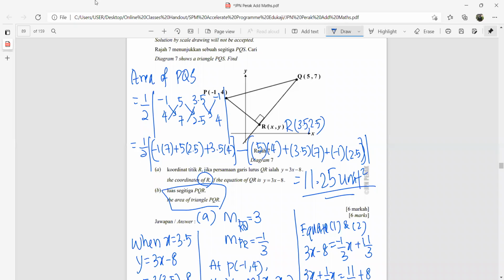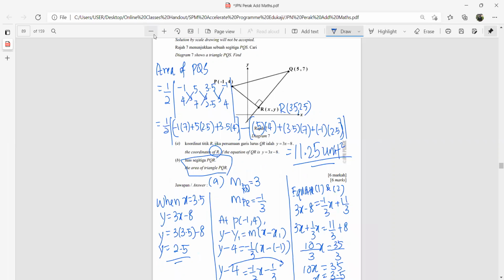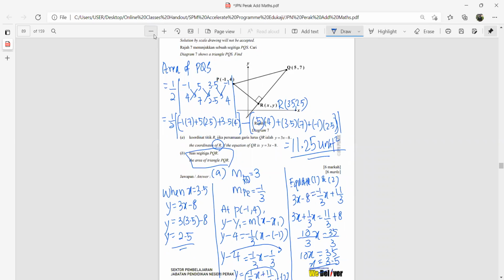Okay, so that's the question. Any answer? Any problem for this question? So what do you think? Is it easy to do it now? So that's why I think it is very important to solve using this method.